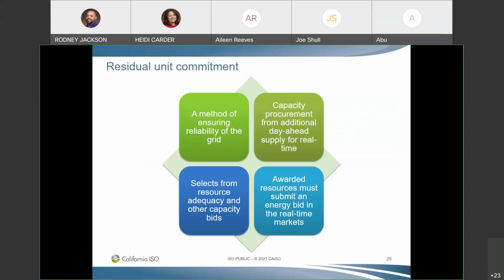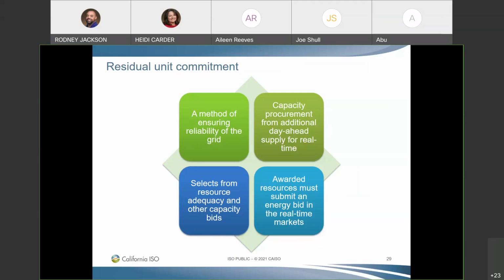Now, if a resource is awarded the RUC capacity, they will need to submit an energy bid in real time. There will be a payment for the capacity in day-ahead, and if we need the energy in real time, there will be an additional payment at the real-time price. That's how we keep that gap.